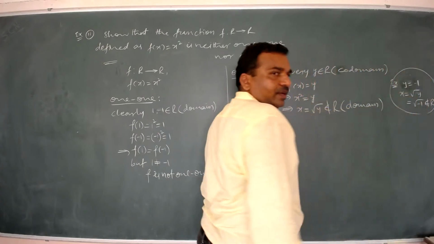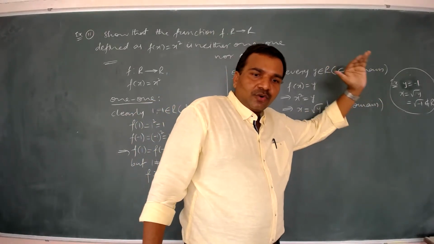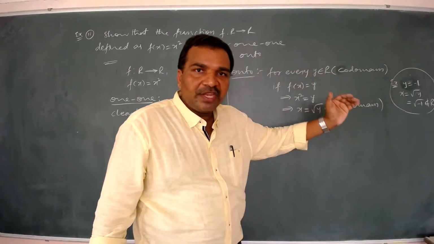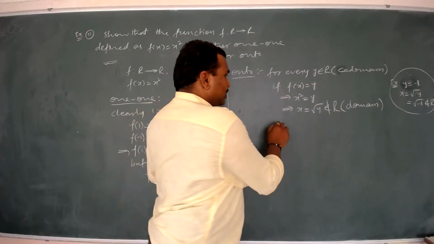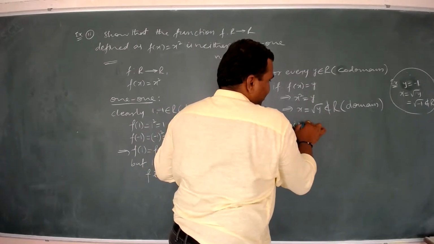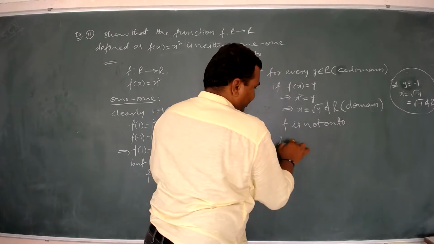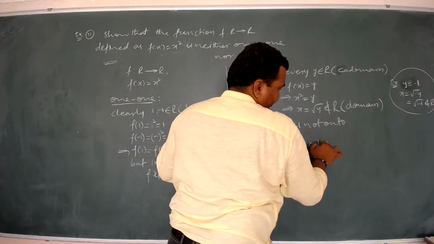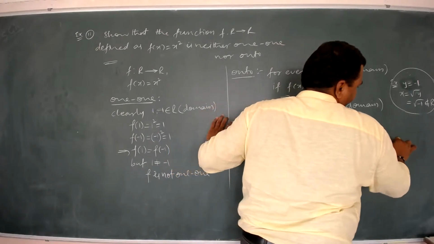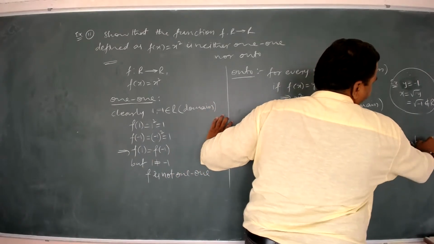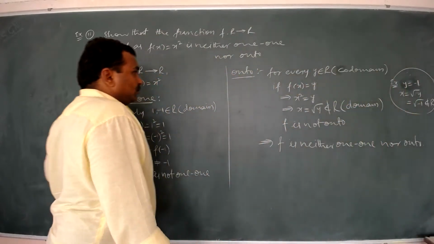Just for your confirmation, what is the meaning of this? There is an element in the codomain which is not the image of any element. Correct now? Therefore, f is not onto. What is the conclusion? F is neither one-one, nor onto. Okay?